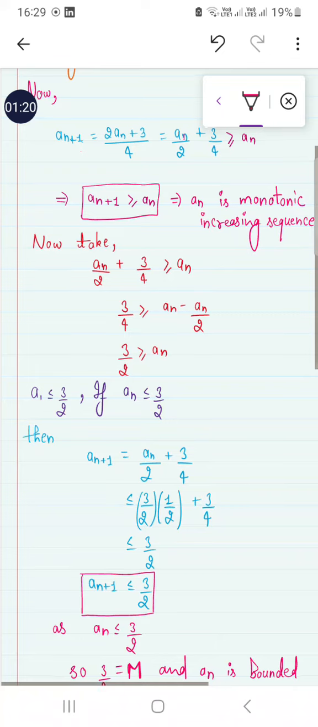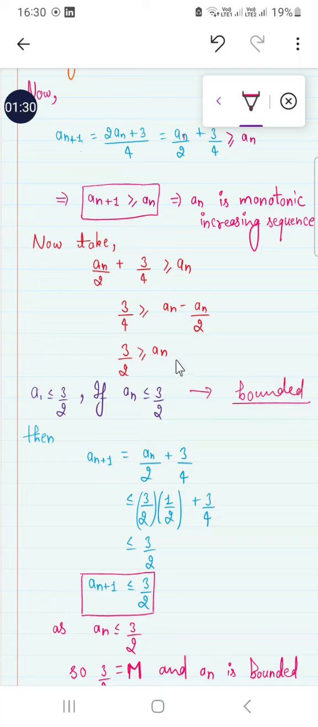Now we have to prove that it is a bounded sequence. So how do you prove that it is bounded or not? Firstly, 3/2 is greater than or equal to a_n, so a1 is also less than or equal to 3/2. If a_n is less than or equal to 3/2, we have to only prove that a_{n+1} is bounded by 3/2. If the first term is bounded by 3/2 and the n+1 term is bounded by 3/2, then 3/2 is the bound of this sequence.